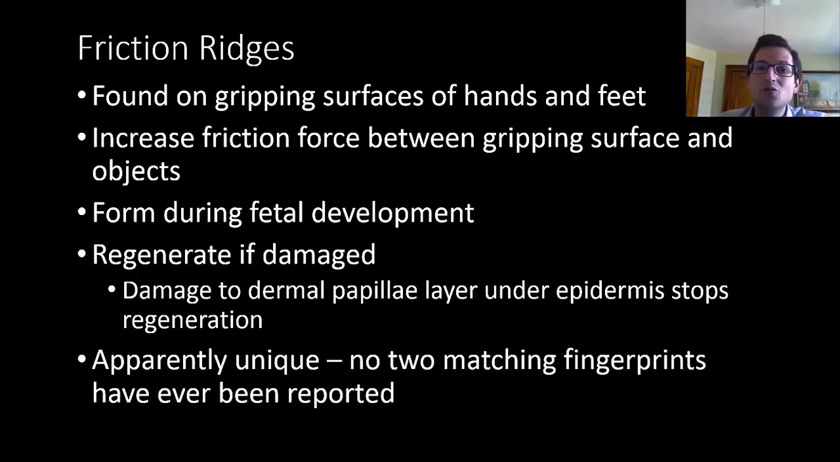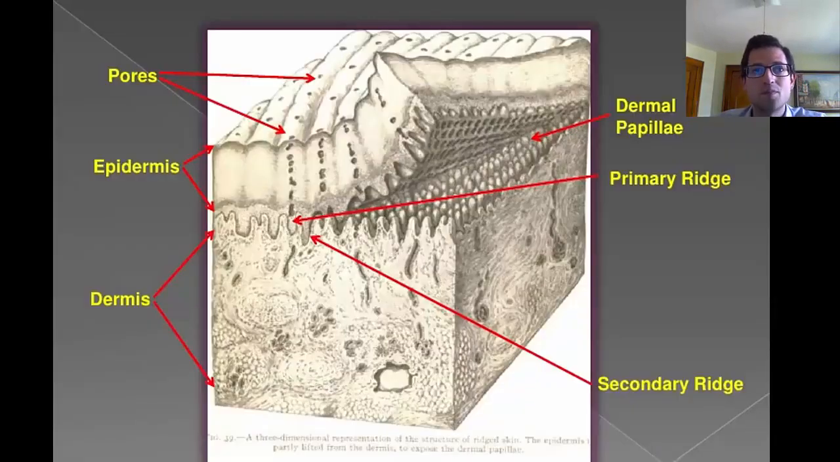Fingerprints are apparently unique. That is to say, in the about 150 years of using fingerprints, we have never seen two perfectly matching fingerprints. It may be that this will happen eventually, but they are unique enough that we can use them very confidently as a marker of personal identity. Meaning if I find a certain fingerprint and it exactly matches yours, I know you put that fingerprint there.